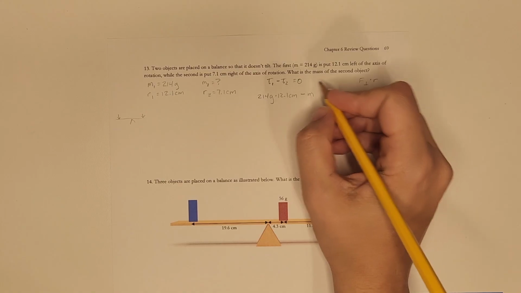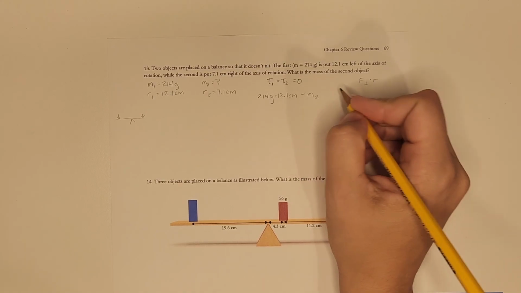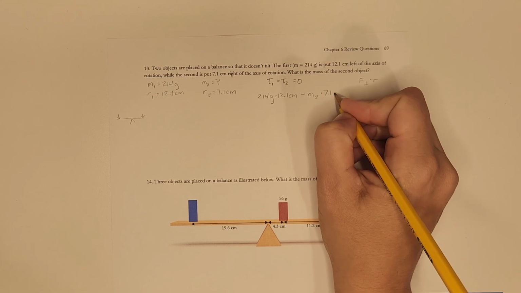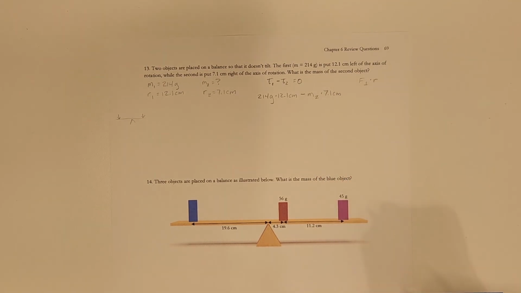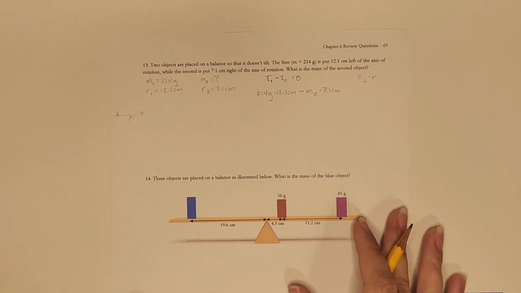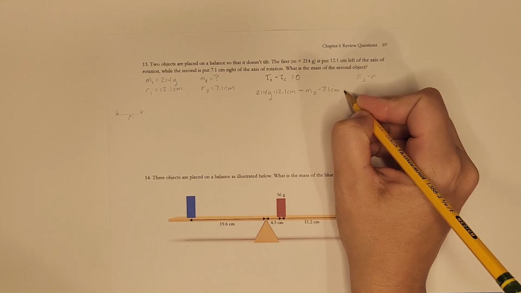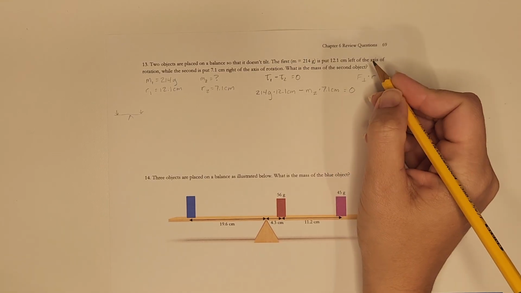Okay, so our torque 1 is 214 grams times our radius, 12.1 centimeters, minus our unknown mass, mass 2, times our radius of 7.1 centimeters. Okay, and all of that equals 0.